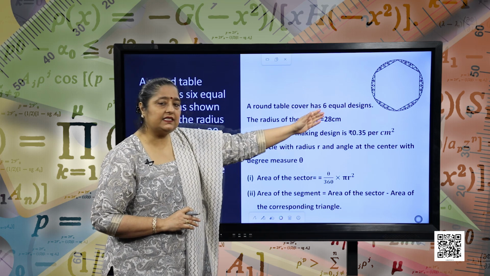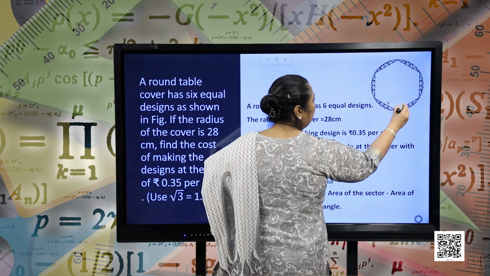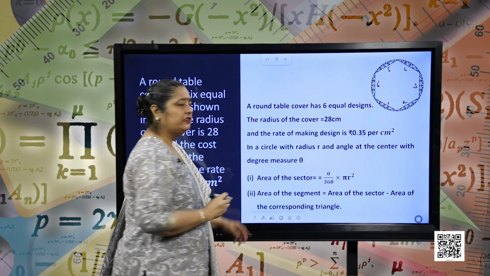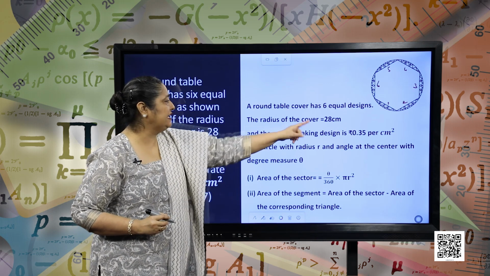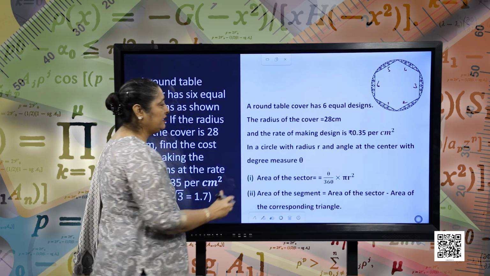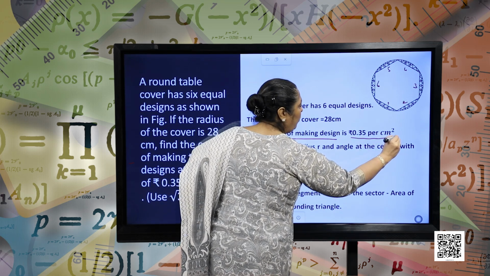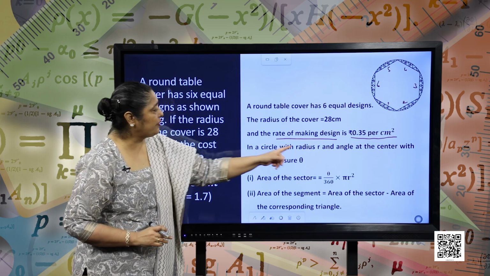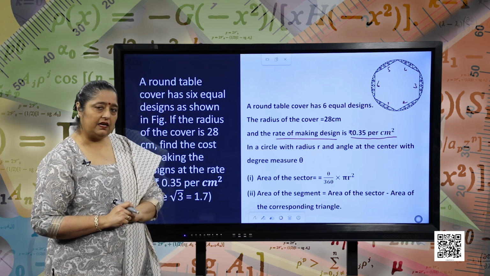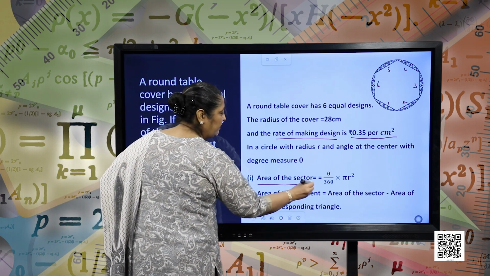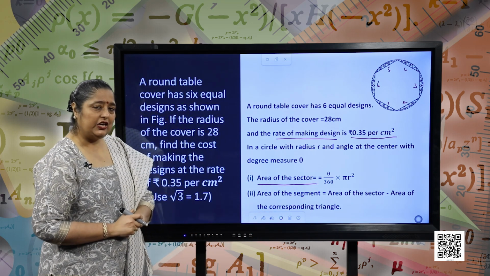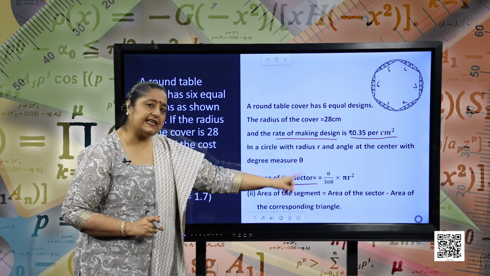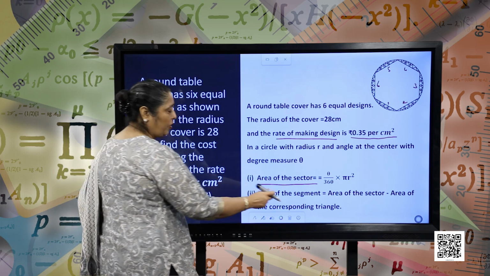A round table has 6 equal designs. These are 6 equal designs: 1, 2, 3, 4, 5 and 6, and the radius of the whole cover is 28 centimeter. Also we are given that the rate of making is 0.35 per centimeter square. In the circle we have the radius as r and let the angle be theta. Then the area of the sector will be given by theta by 360 into pi r square. Also the area of the segment will be given by the area of the sector minus the area of the corresponding triangle.